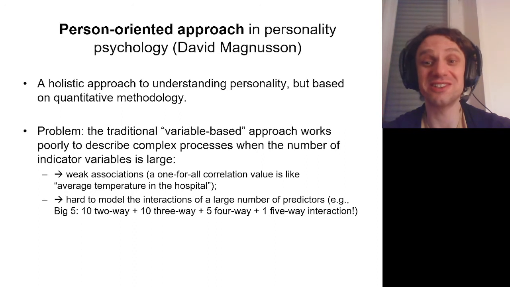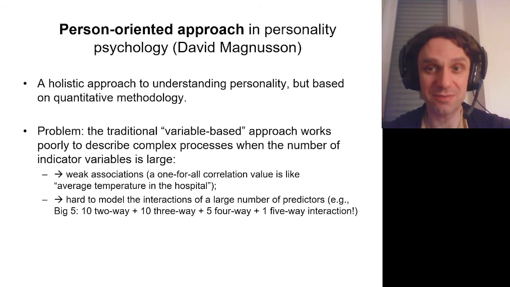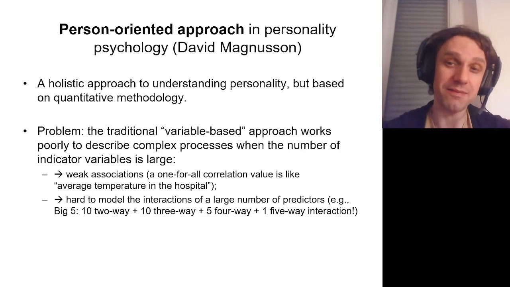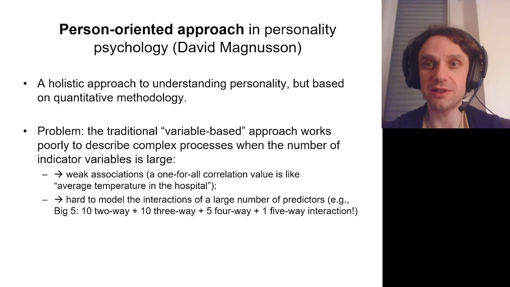And so if you focus on variables, with a large number of variables, this becomes extremely heavy. And another problem is if in your sample there are individuals with different psychological processes, with different patterns of psychological processes, any effects that you get at the level of variables, they only reflect some kind of average picture.